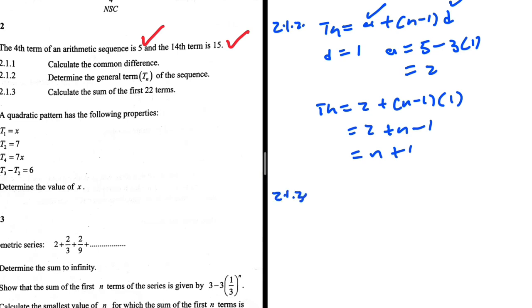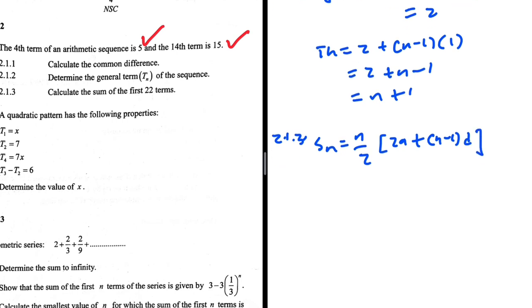2.1.3, calculate the sum of the first 22 terms. So S22, well, let's start by saying Sn. Sn is equal to n over 2 multiplied by 2a plus n minus 1 multiplied by d. Well, I've memorized this formula, but it is on the formula sheet. You don't have to really memorize it. So S22 will be equal to the value of n. We're looking for the sum of the first 22 terms. So we're going to have 22 over 2 multiplied by 2a, a is 2 also, plus n minus 1. n is 22, so we have 22 minus 1 multiplied by d.